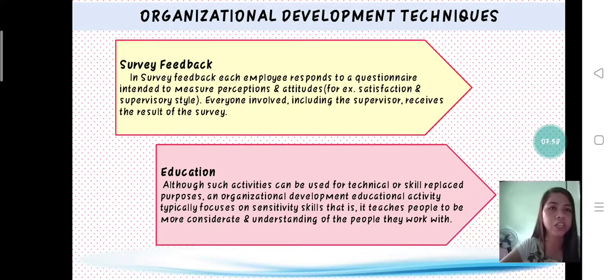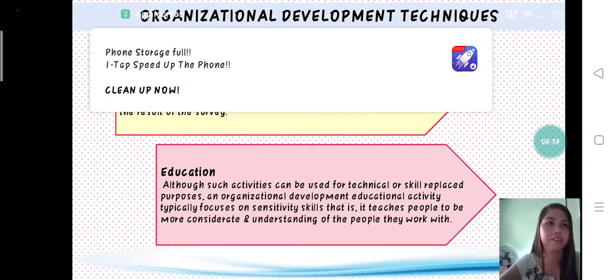And next is the education. So education also is one of the organizational development techniques because although such activities can be used for technical skill purposes, an organizational development education activity typically focuses on sensitivity skills, that is, it teaches people to be more considerate and understanding of the people they work with. So educational activities focus on classroom training. So participants go through a series of role-playing exercises to learn better how others in the organization feel.